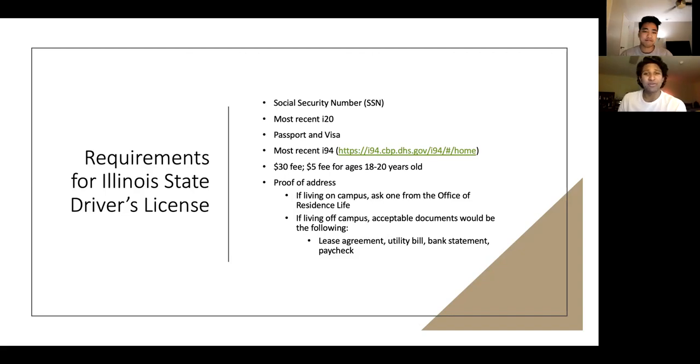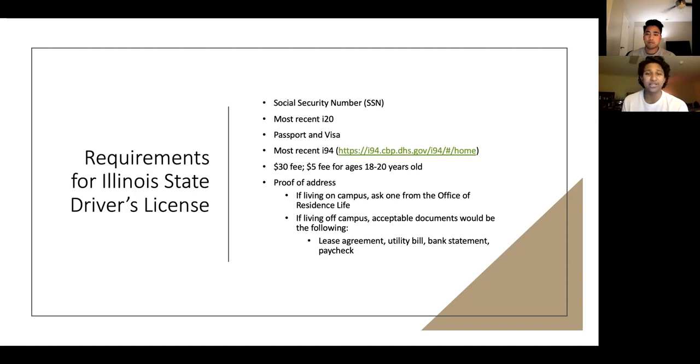So if you're one of the students that have met those requirement criteria and you are willing to apply for an Illinois state driver's license, the documentation that is required is as follows. The first thing is your social security number. That's one of the most important documents. You'd also require your most recent I-20. You require a passport as well as the F1 student visa. Remember, if you have a second passport that has expired, but the visa is in that passport, bring it along with you so you have proof that you have the F1 student visa.